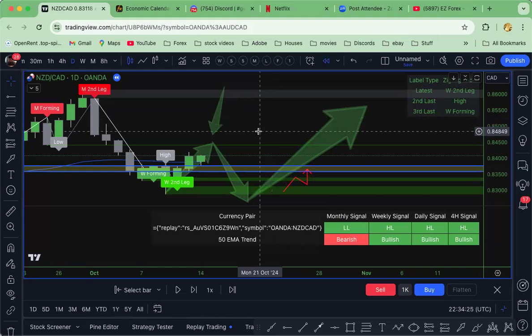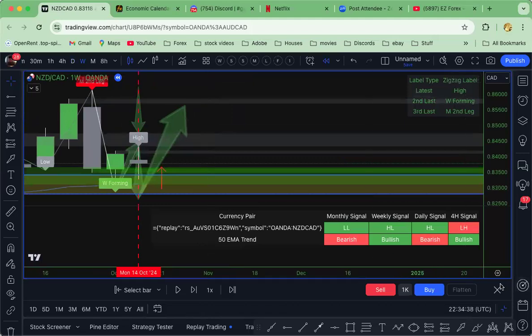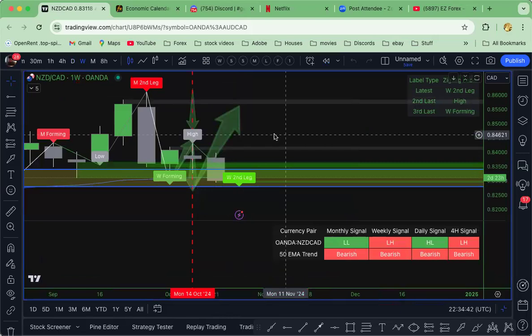100%. Yeah. I'm assuming for this one, you would have wanted to take it where that W second leg closed, right? Right here. And we haven't got it yet, though. But guess what, guys and girls? If we go over to the weekly chart, and then we close this, what do we see forming here now, people? W second leg.